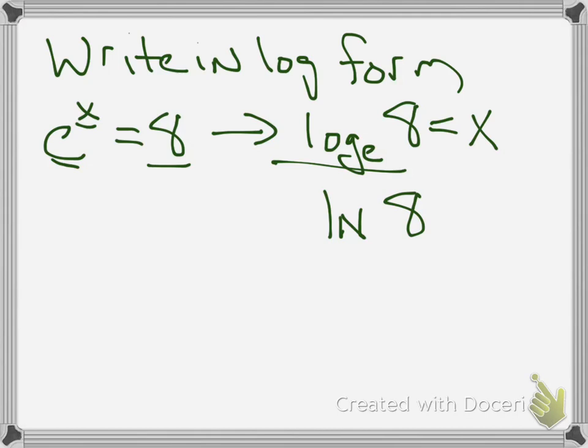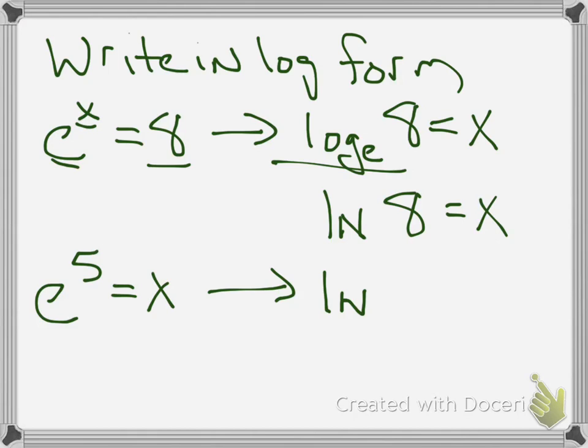We use ln. So ln is now in place of log base e, which means the natural log, hence the reason for ln. Why it's ln and not nl? No clue. But you get the idea. So every time we want to deal with e, you will use ln instead of log base e. So e to the 5th equals x means the natural log of x is equal to 5.